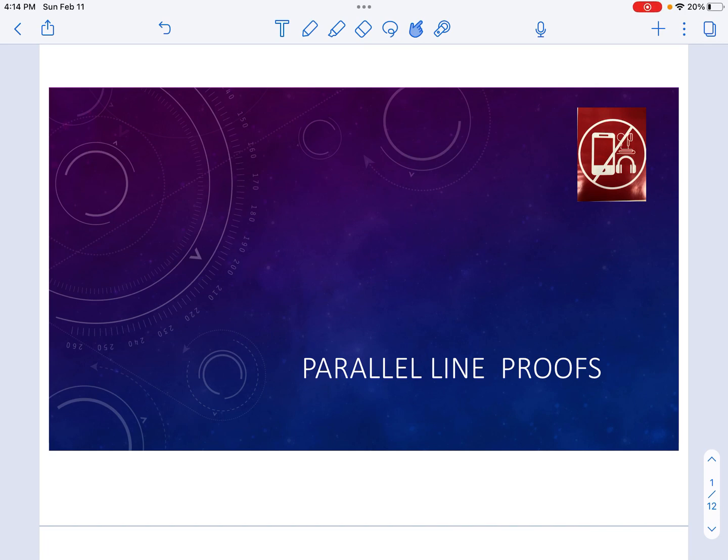Okay, so we're going to start talking about parallel line proofs. This is really just getting our feet wet a little bit with proofs and how they work.